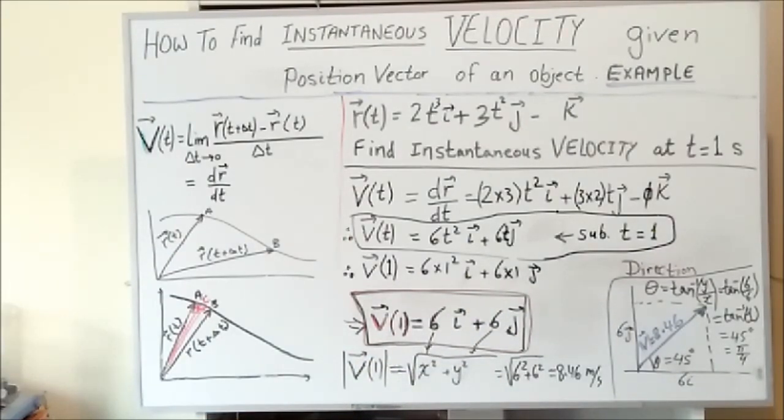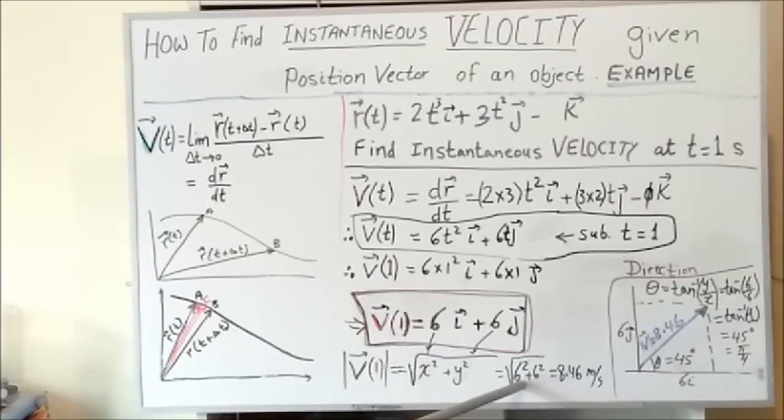But we can go further to find the magnitude, which gives you the speed. So we say the absolute value equals root x square plus y square plus z square if we have z, but here we don't have z, so we have root of 6 square plus 6 square. If we solve this, we get the answer 8.46 meters per second.